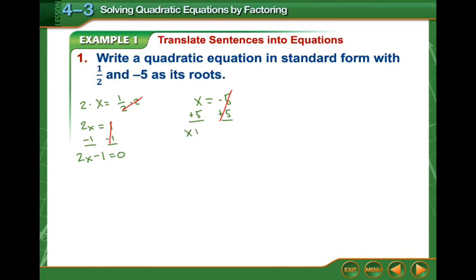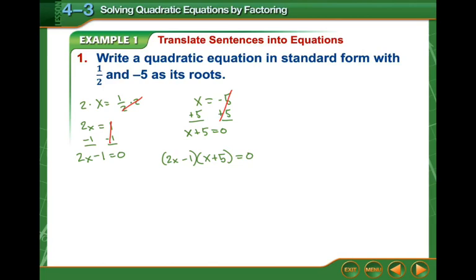So then we have x plus 5 equals 0. So those are our two binomials, and now we have to multiply them together to get our quadratic equation. So what we do is parentheses, 2x minus 1, parentheses, times x plus 5 equal to 0, because if one of them is 0, the whole thing's 0, right?